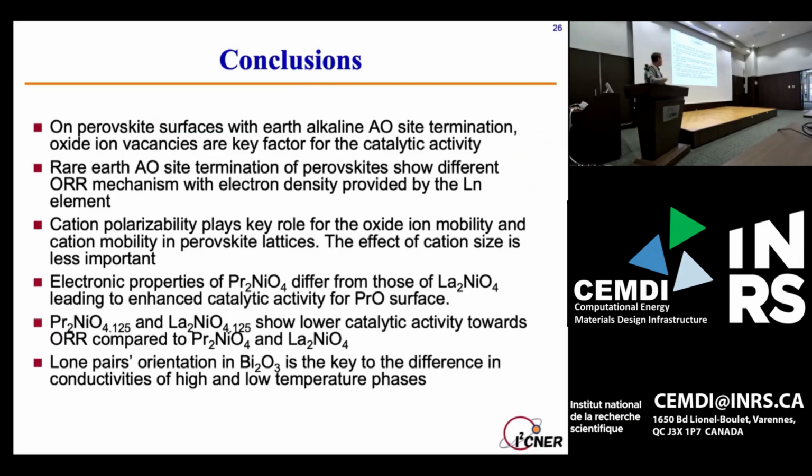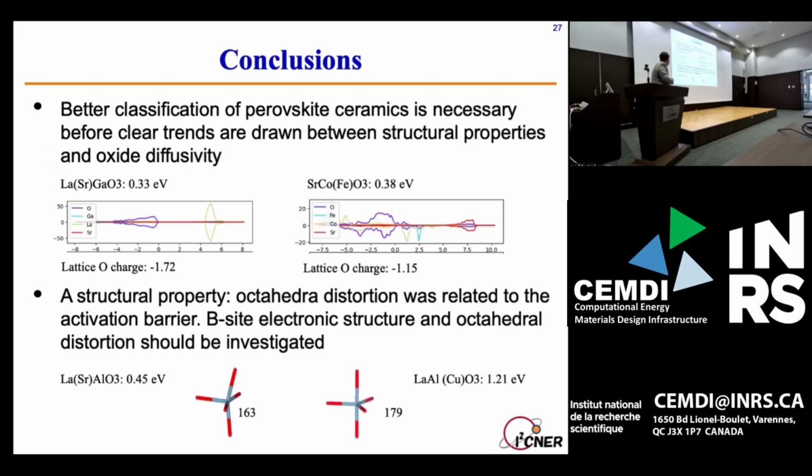And very quickly, I would like to move to the conclusions. On perovskite surfaces with AO-site terminations, oxide vacancies are the key factor for catalytic activity. However, the mechanism is very different between the first and second group A sites and the rare earth A sites. In that case, we have residual electron density, which is important for the oxygen dissociation. Praseodymium is rather special and has much better catalytic activity compared to lanthanum, mainly because of its electron distribution. And lone pairs in bismuth oxide are what control the differences in the oxide diffusion in the different lattice phases.